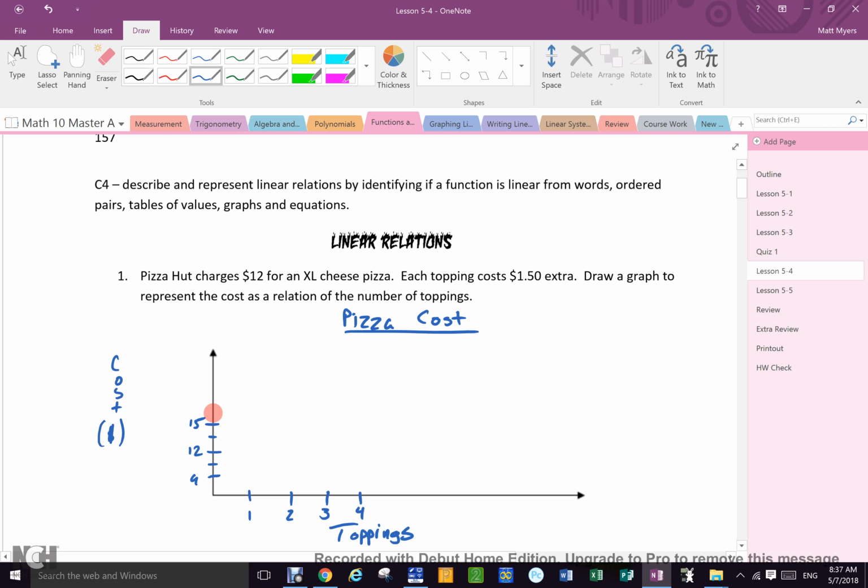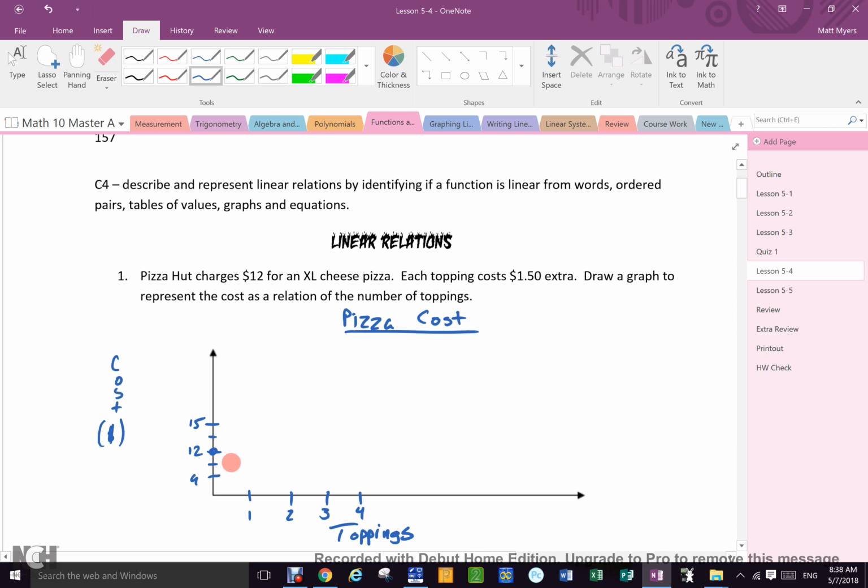Where does the first dot go? There's always a giant argument here. At 12, does it go over here at 0? Yes, because cheese does not count as a topping. Without cheese on a pizza, what you have is bread.